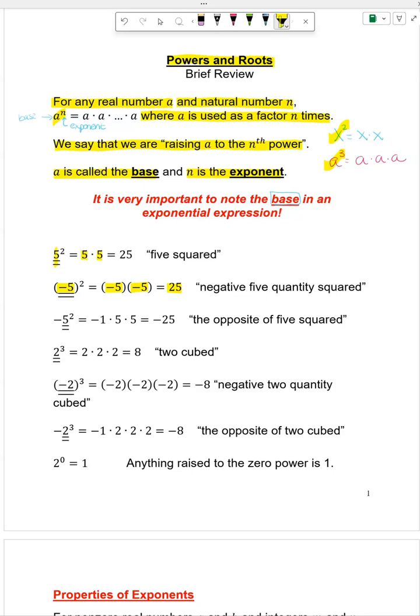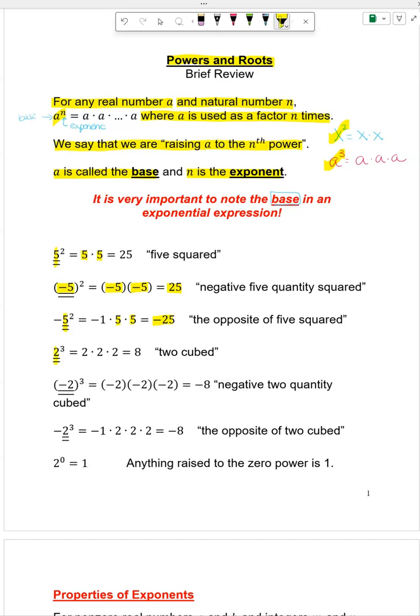On this third one, though, the 2 is only attached just to the 5, right? The negative is on its own. It's like negative 1 times 5. So we have a negative 1, and then our 5 is what was squared. So this answer is negative 25. So it really, really matters what you're squaring. So you've got to be paying close attention.